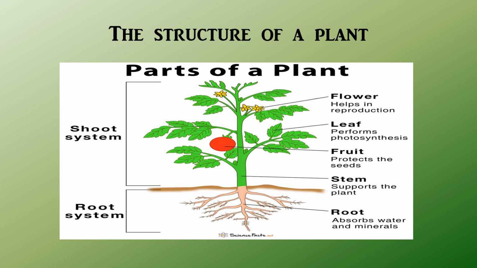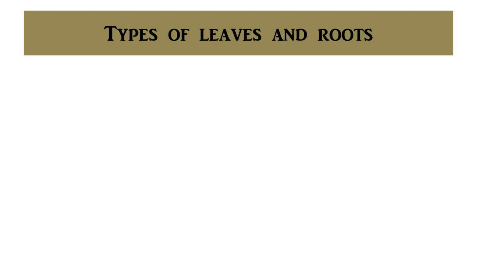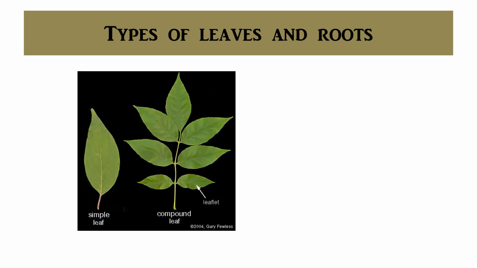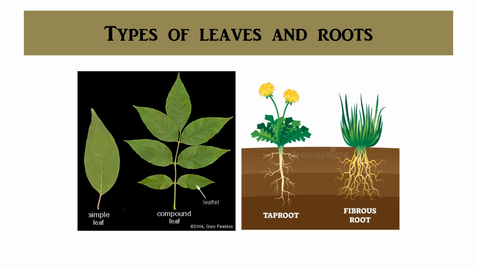Roots. Roots hold the soil firmly and anchor the plant. The main functions of roots are to absorb and transport water and nutrients from the soil. The roots of carrot and radish also store food. There are two types of roots, taproot and fibrous roots. Types of leaves and roots. Simple leaves and compound leaves. Simple leaves have a single leaf blade, while compound leaves have smaller and separate leaf blades called leaflets.